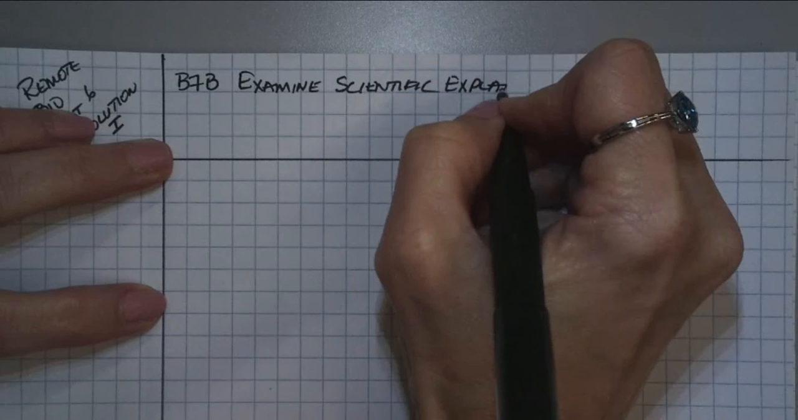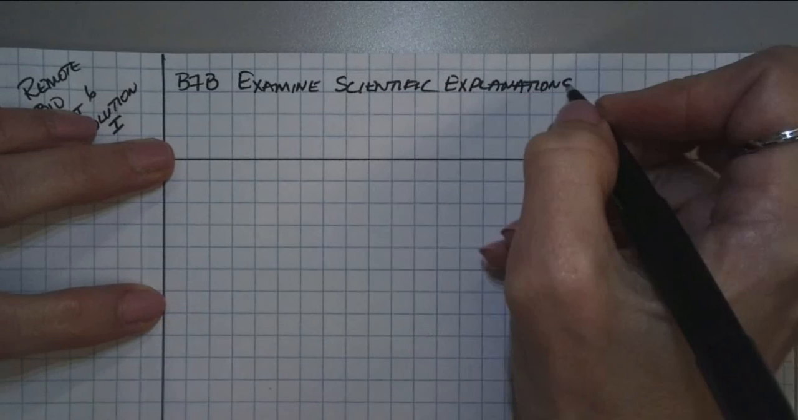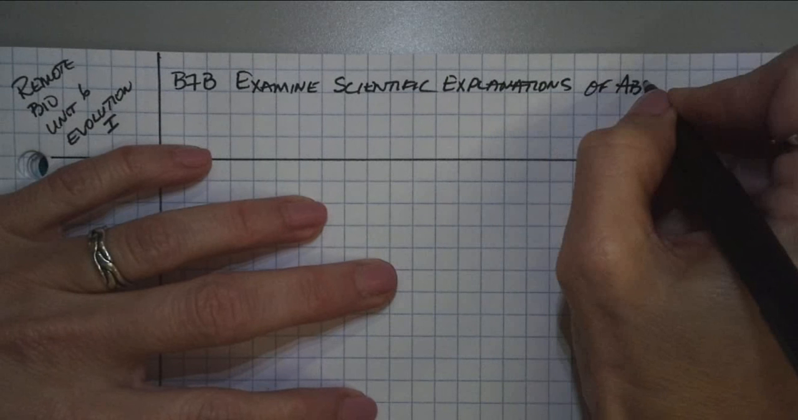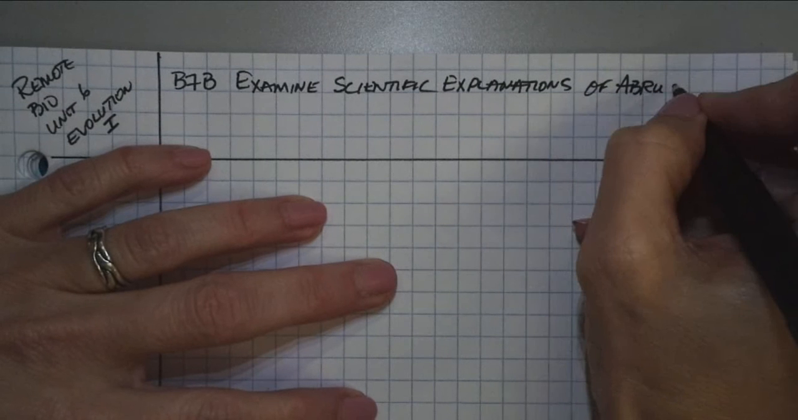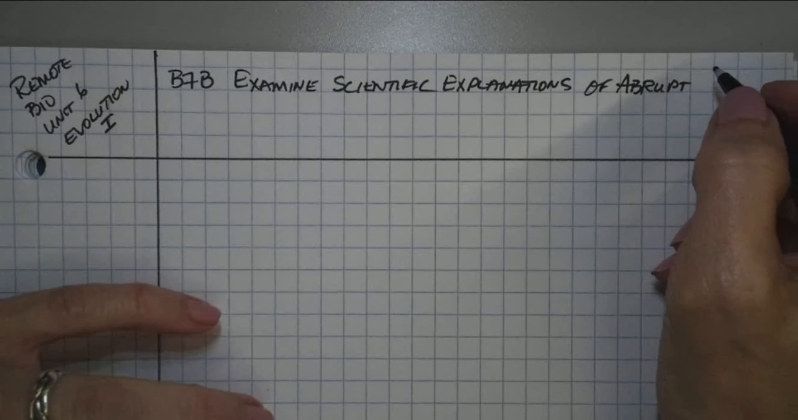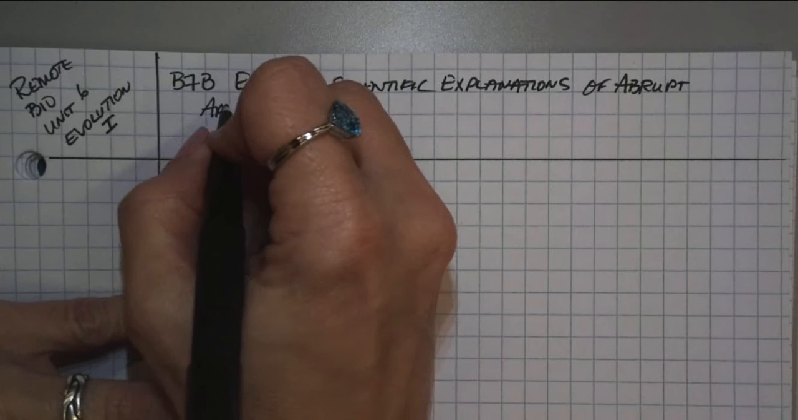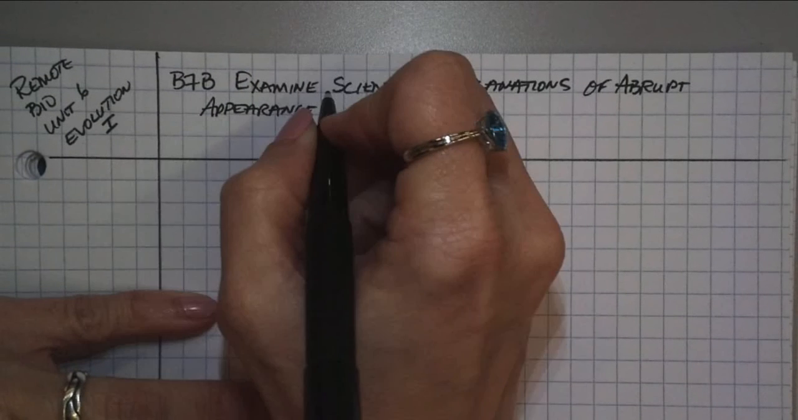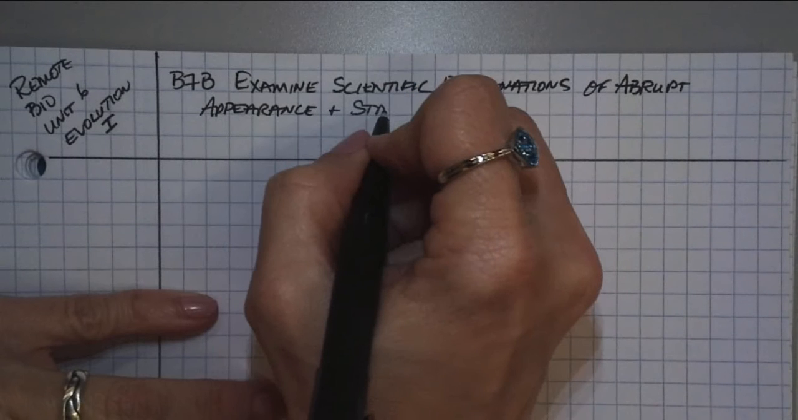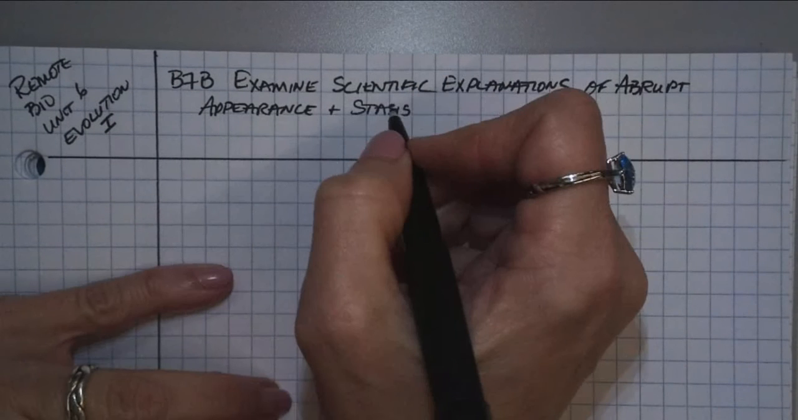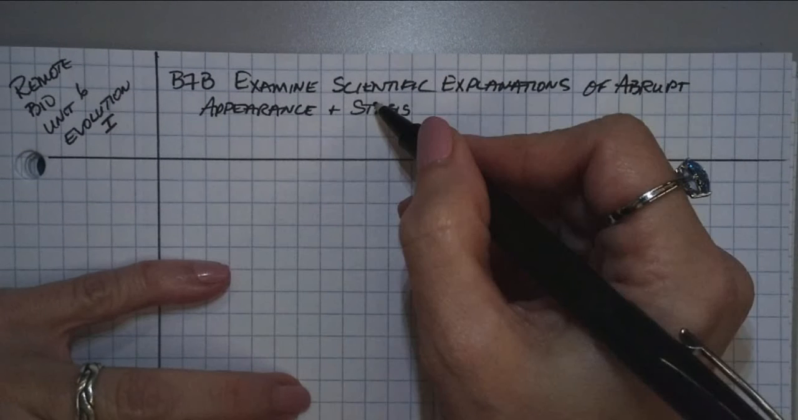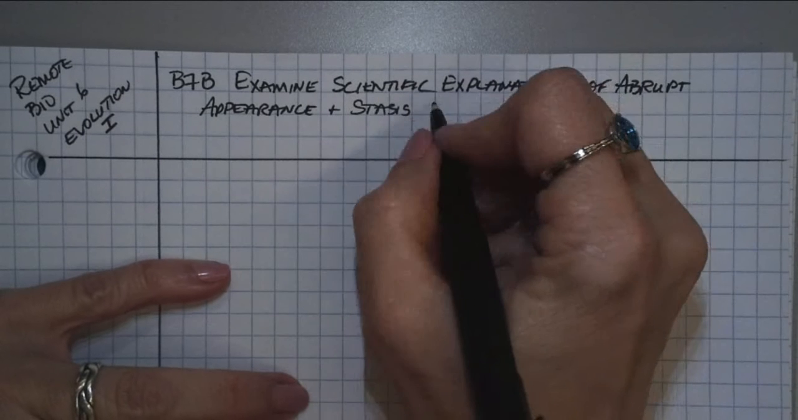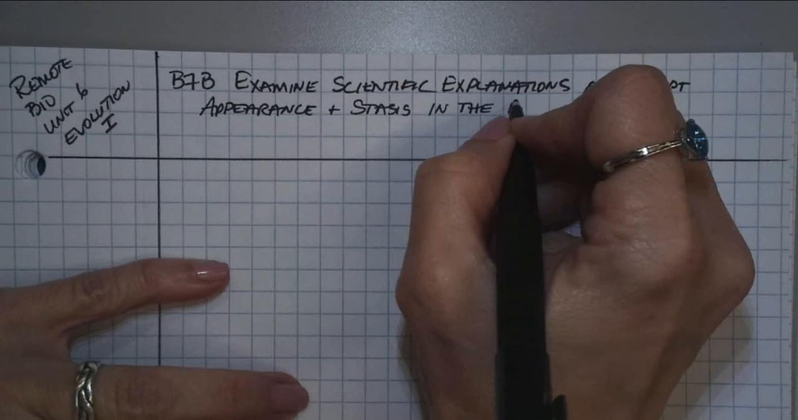So examine scientific explanations of abrupt appearance. Abrupt means all of a sudden. Not slowly easing into something, but just all of a sudden it shows up. So abrupt appearance, and stasis. Stasis means the opposite of that. Stasis means it's not really changing much at all. So examine scientific explanations of abrupt appearance and stasis in the fossil record. So we're going to look at the fossil record and look at how those fossils show up.